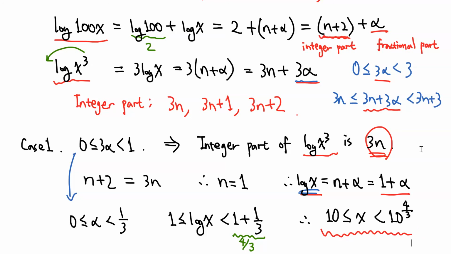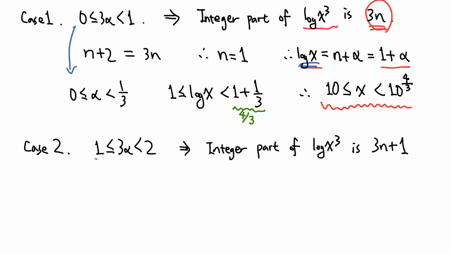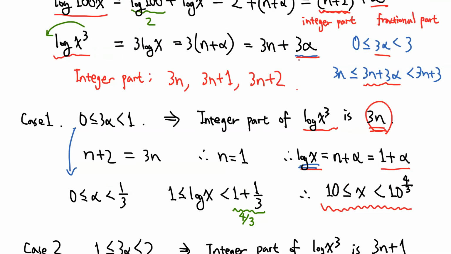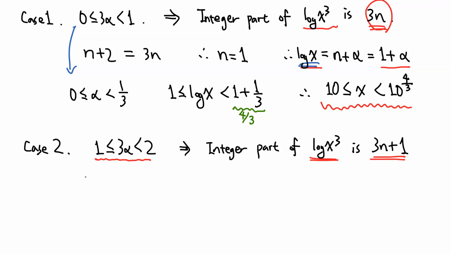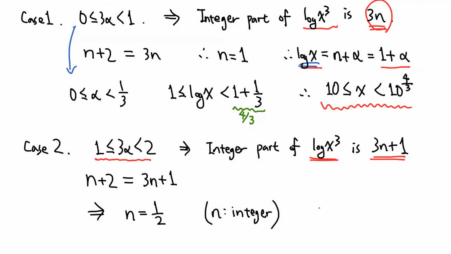Now let's take a look at other cases. Alright, the second case is where 3 alpha is in between 1 and 2, and in this case, the log x cubed has integer part of 3n plus 1, because this 3 alpha here is now in between 1 and 2. So therefore, n plus 2, the integer part of log 100x, now must be equal to 3n plus 1, the integer part of log x cubed. However, this gives n equals 1 over 2. And this is contradicting the fact that n must be an integer. So this case 2 is not possible.